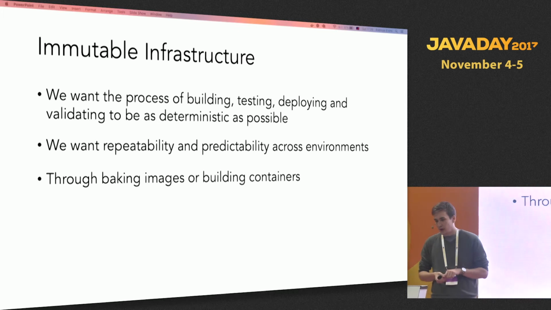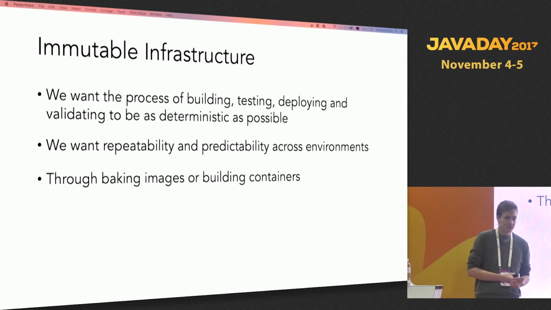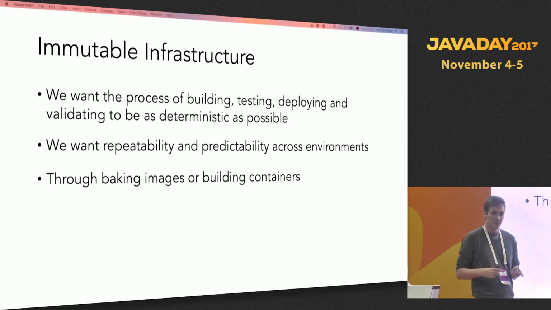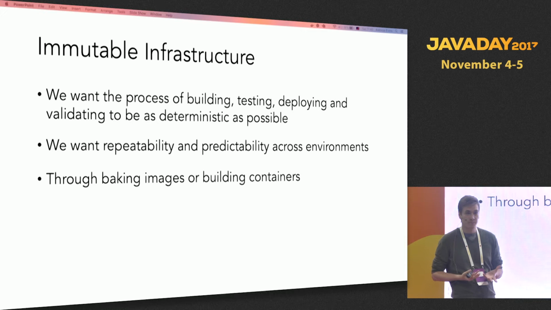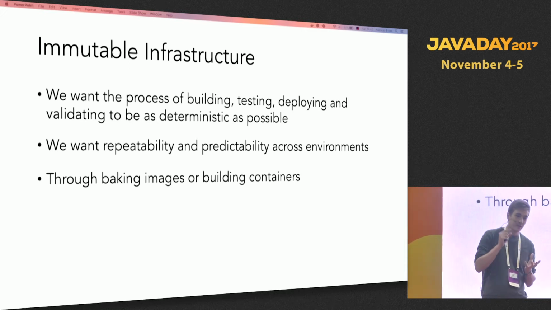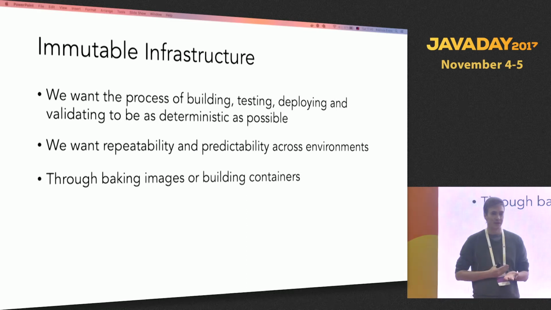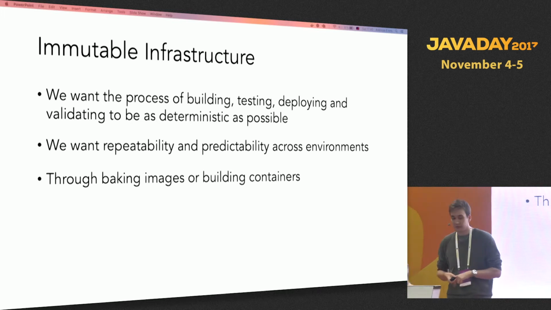So that's not just about the artifact that you deploy, but also your build process, your test process, your deployment process, and validation process should all be very deterministic. We should be very clear about what we expect to happen. And it should really follow that process every time, always the same process. It's kind of straightforward, immutable infrastructure, and we do this a lot.